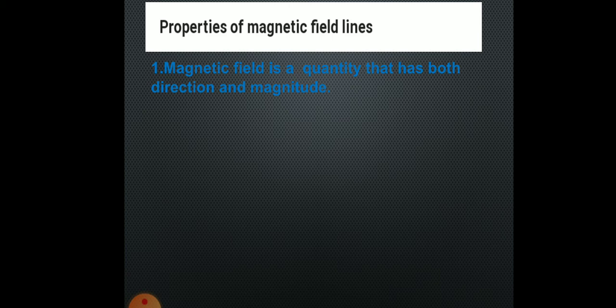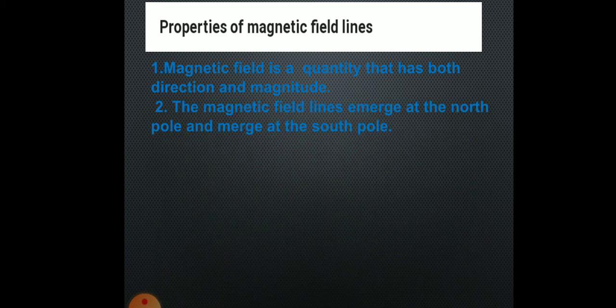Okay. So the direction of the magnetic field is determined by using a magnetic compass. So the first property of magnetic field lines: magnetic field is a quantity that has both direction and magnitude. The direction of the magnetic field is taken to be the direction in which the north pole of the magnetic compass needle moves inside it. Therefore, it is taken by convention that the magnetic field lines emerge from the north pole and merge at the south pole.